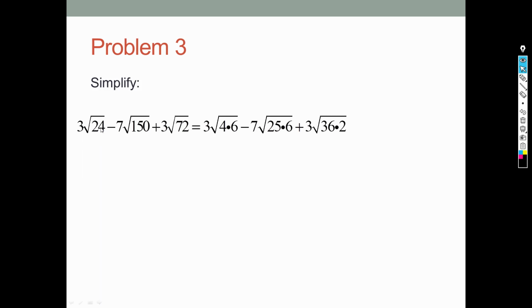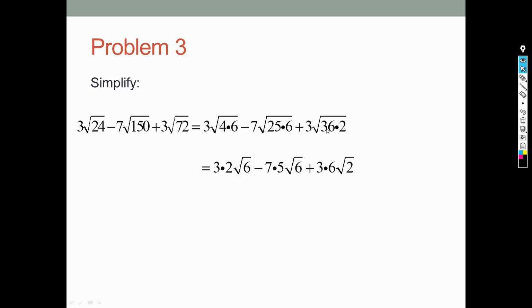There you have it. 24 is 4 times 6. 4 is the largest square contained as a factor of 24. For 150, 25 is the largest square contained as a factor of 150. And for 72, 36 is the largest square that's a factor of 72. So now we'll take the square root of 4 is 2, so it comes outside. Again here, this breaks down to the square root of 25 and the square root of 6. Square root of 25 is 5. So that's all I'm doing there.